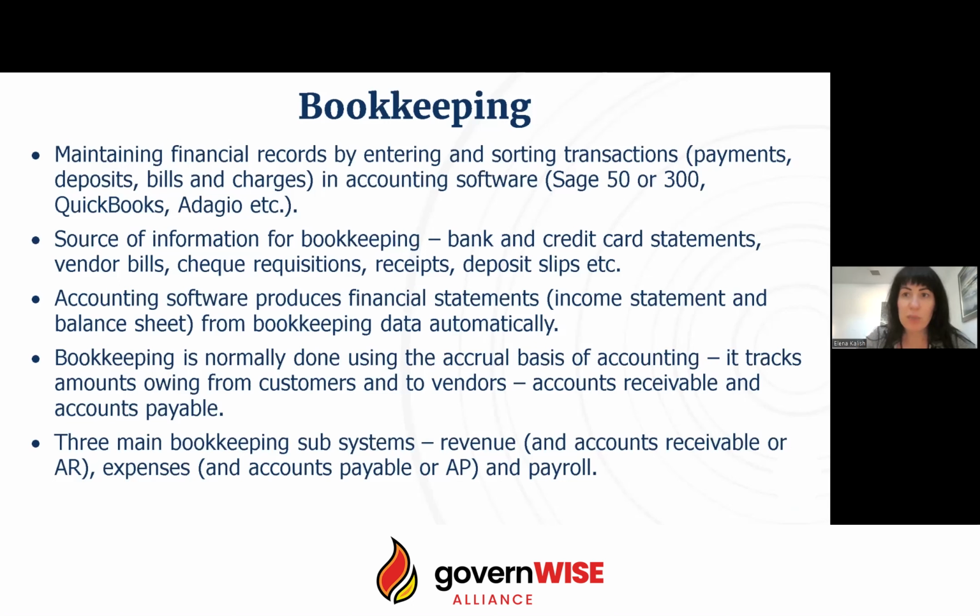Now, our bookkeeping systems have subsystems. So there is a subsystem for revenue and accounts receivable or AR, another one for expenses and accounts payable or AP, and then the third one is for payroll. Now, this is just good to know for our future lessons because we'll go into detail through the different subsystems and reporting in them.